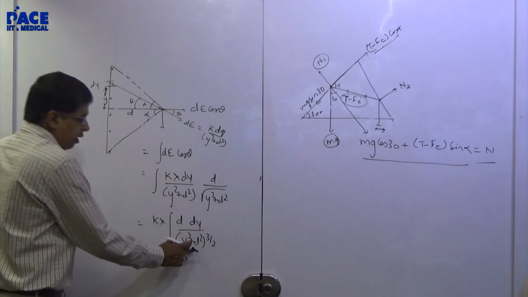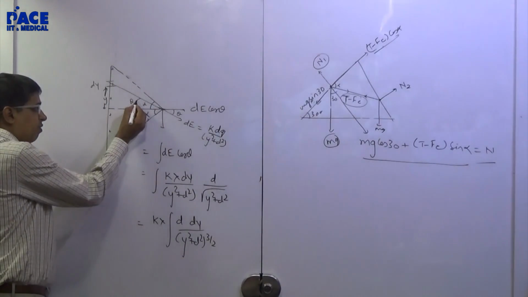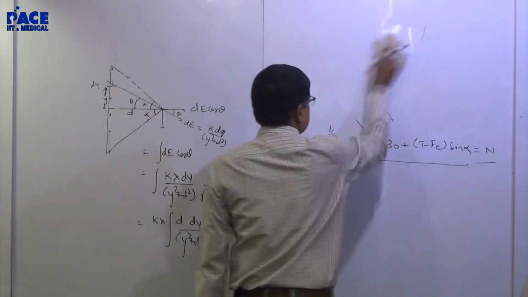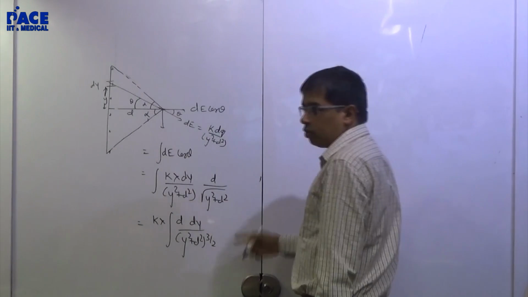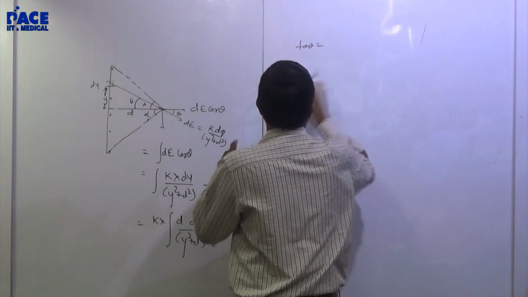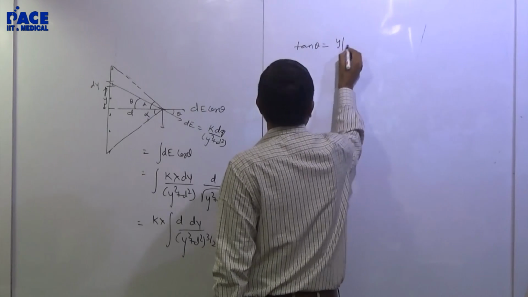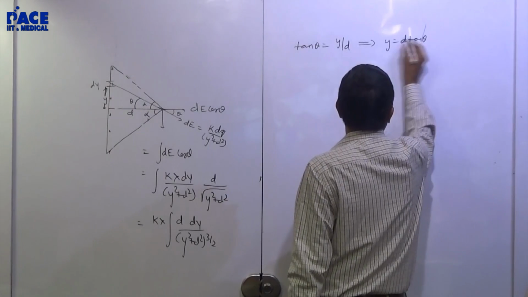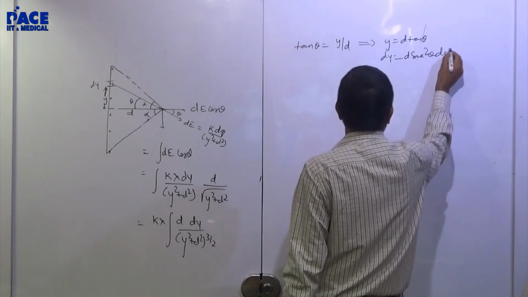Now technically, to integrate this, I will bring it in terms of theta. Only then your integration will be safe. If not, you will be stuck badly with the limits. Limits will be havoc for you. To avoid that, what do we do? We will take tan theta. Tan theta is y by d, which implies y is equal to d tan theta. dy is equal to d secant square theta d theta.